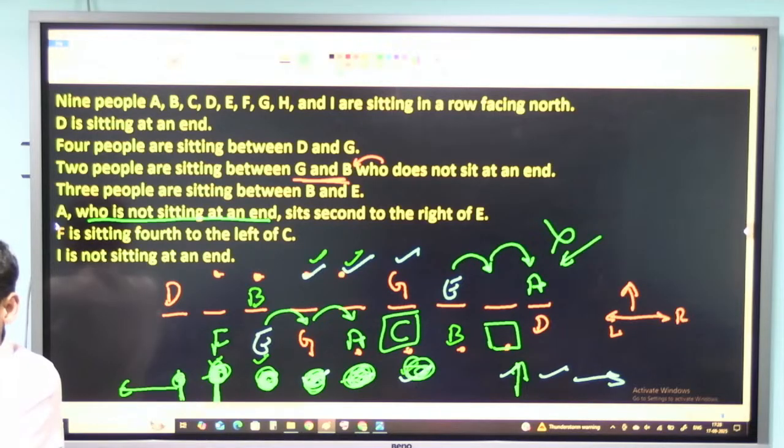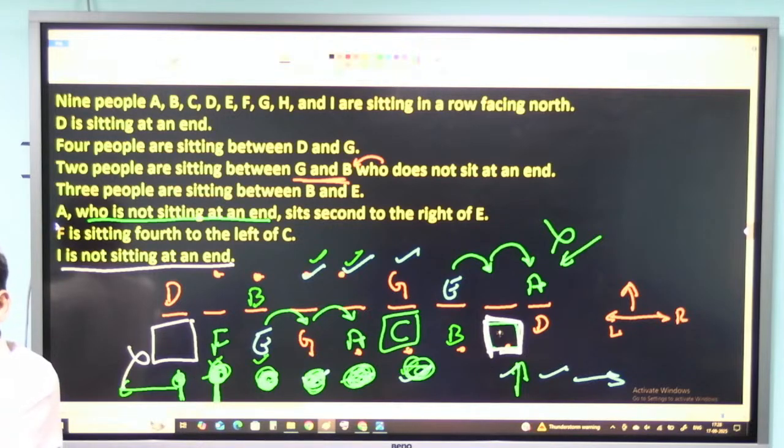Let me check the next hint. I is not sitting at the end. Now I have only two places left. One is this one, the other is this one. But the question is saying I cannot be at the end. So the only option left for I is this one. Now if I observe, A is fixed, B is fixed, C, D, E, F, G are fixed, H is not fixed. So the only place left will be for H, and this will be my final arrangement.